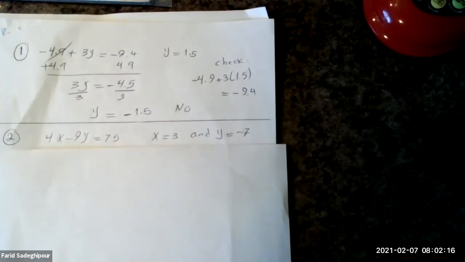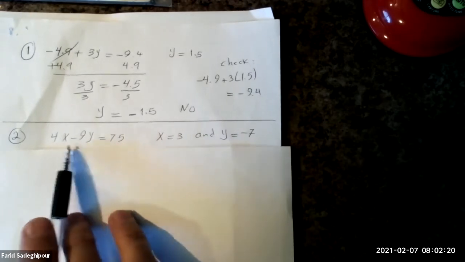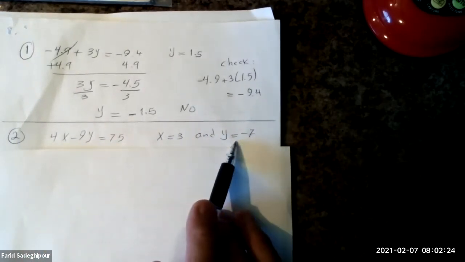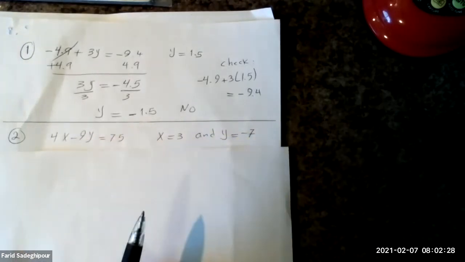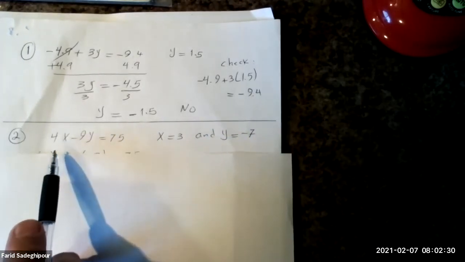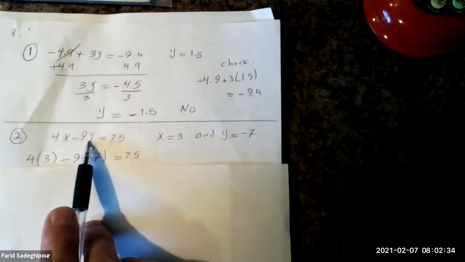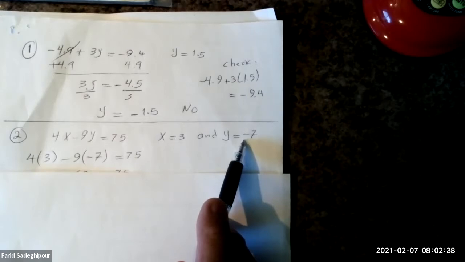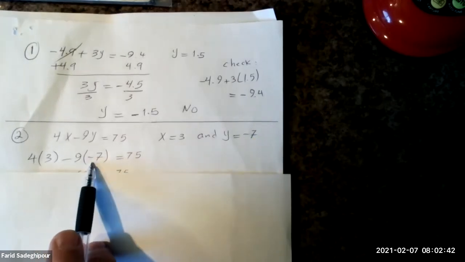In this one, we just want to do the checking. This equation is given. It has two variables, X and Y. And X and Y values are given. So you take these two numbers and you substitute for X and Y. So 4X now is 4 times 3. Negative 9 times y, and y is minus 7. So anytime you want to substitute a negative number, always put it in parentheses. So negative 9 times negative 7.